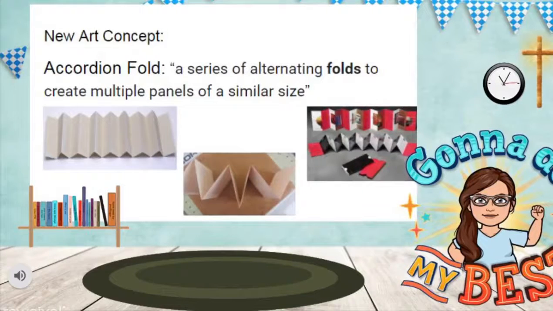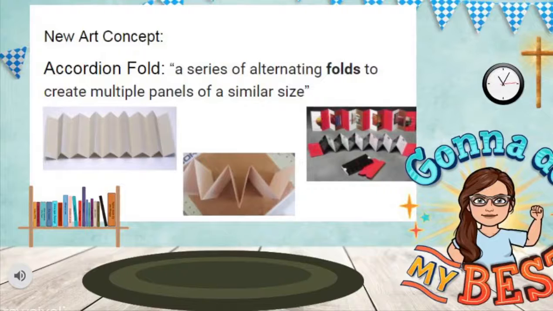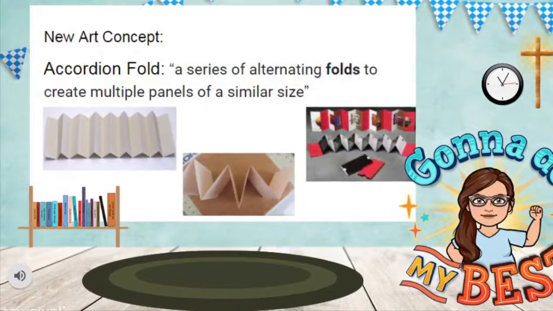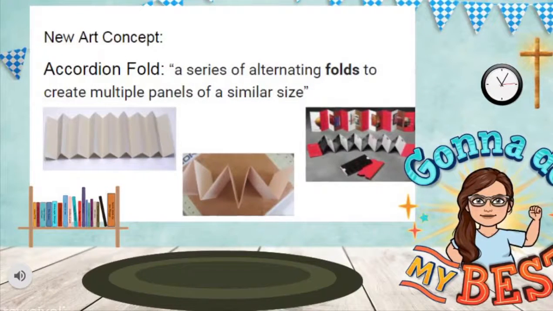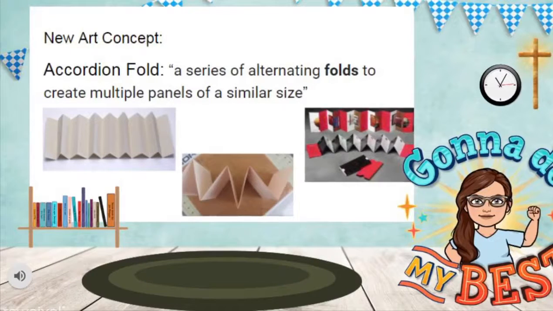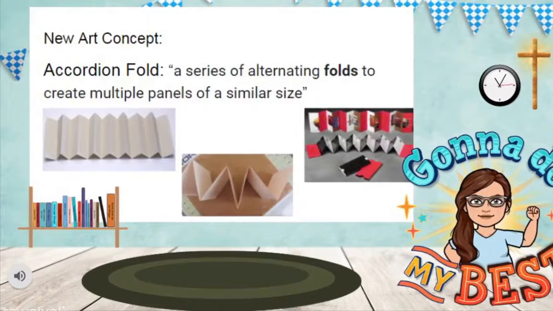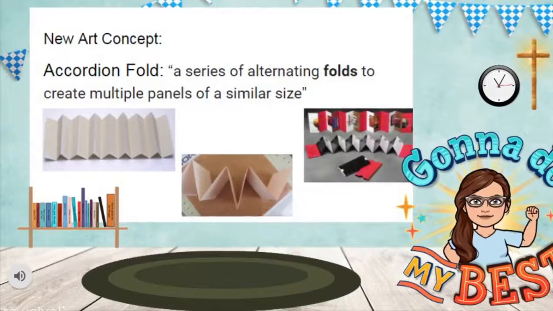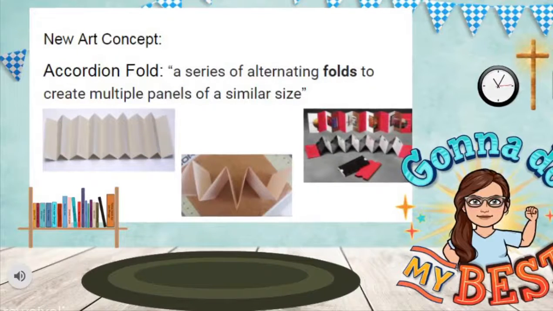Now that we've reviewed the balance and concept of symmetry, we're going to talk about an accordion fold. An accordion fold is a series of alternating folds to create multiple panels of a similar size. We're going to go back and forth, back and forth. One thing to remember when we're doing this is to flip and fold. Flip and fold.